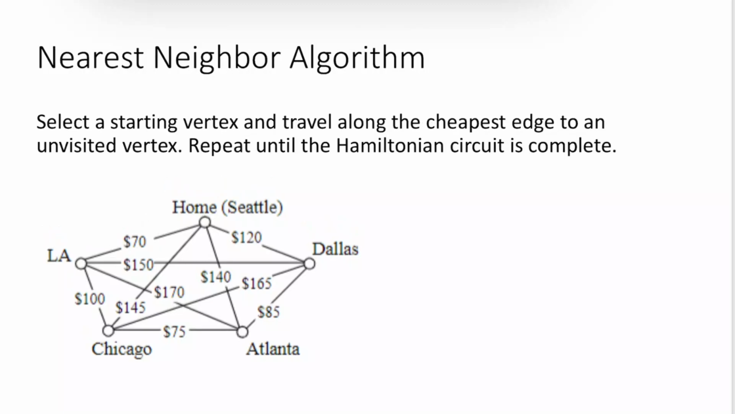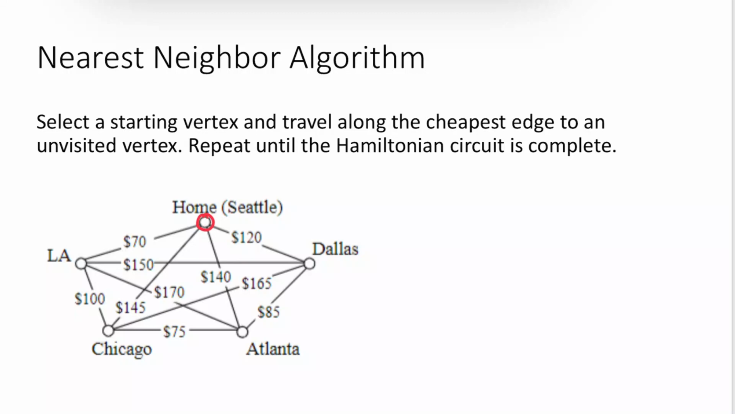So the way the nearest neighbor algorithm works is you select a starting vertex. So for this traveling salesman, we're going to have him start at his home in Seattle. And you travel along the cheapest edge to an unvisited vertex. So essentially you're looking for the nearest neighbor.